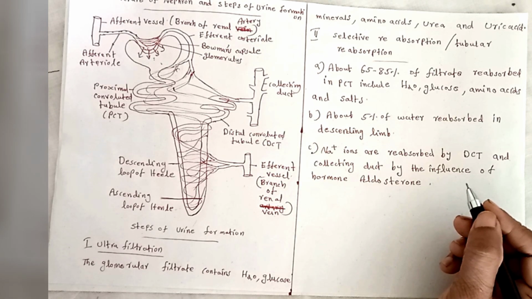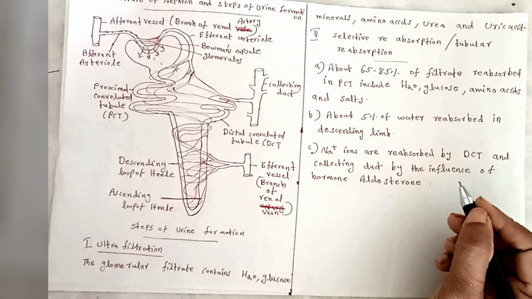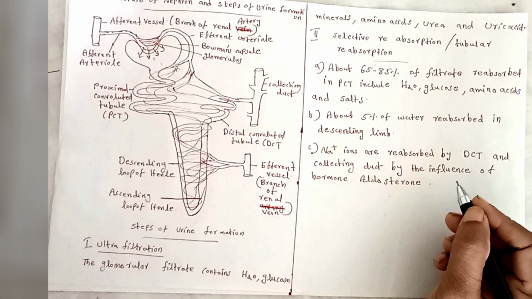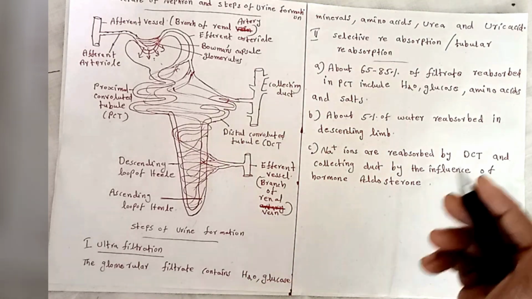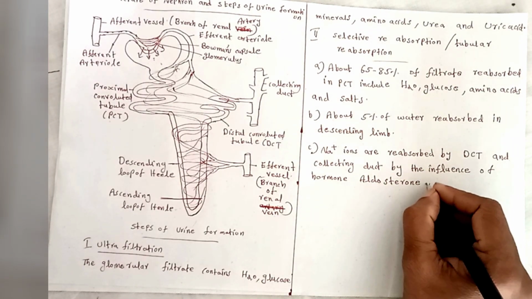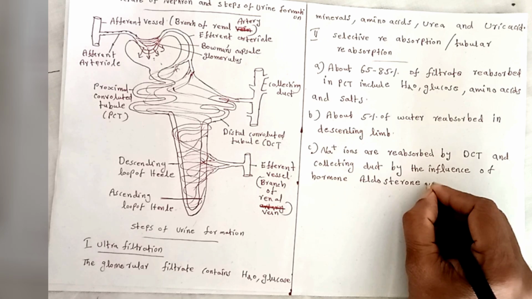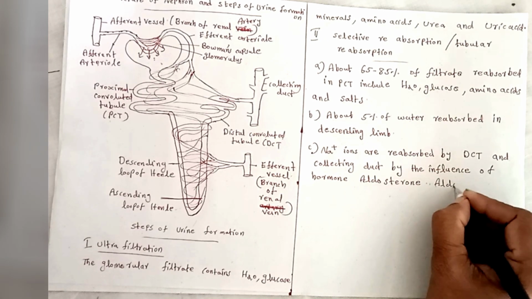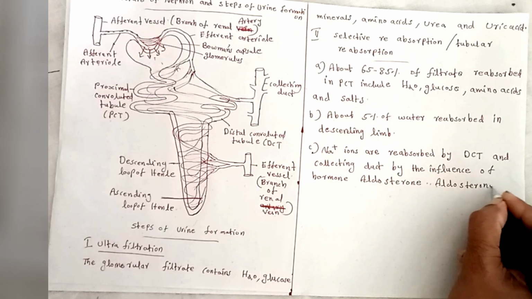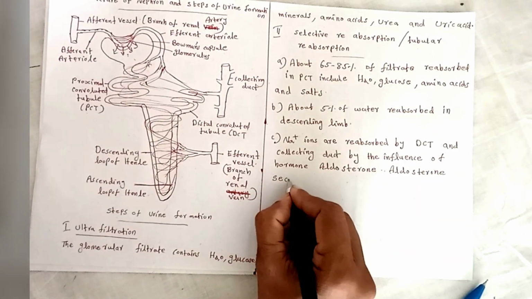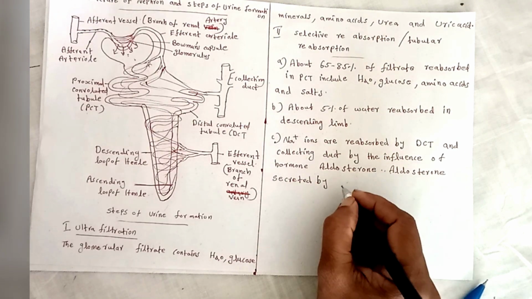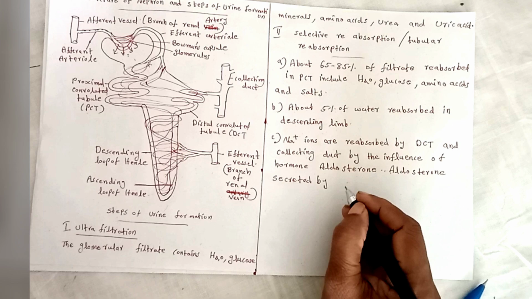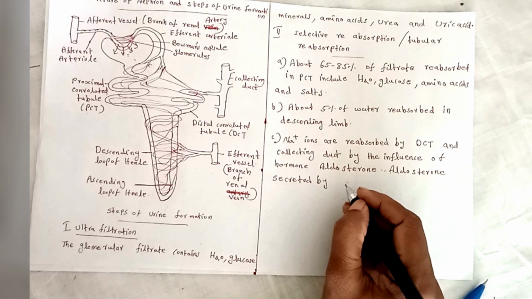The aldosterone is a hormone secreted by the adrenal cortex. The adrenal glands are situated above each kidney. The adrenal gland has two parts, adrenal cortex and adrenal medulla. Aldosterone is secreted by the adrenal cortex.